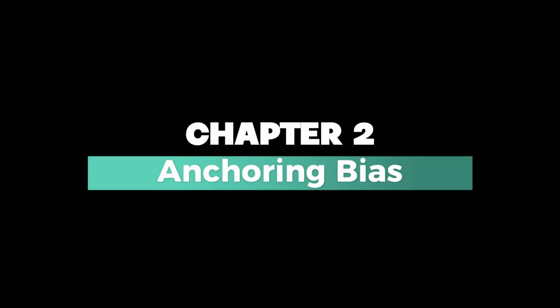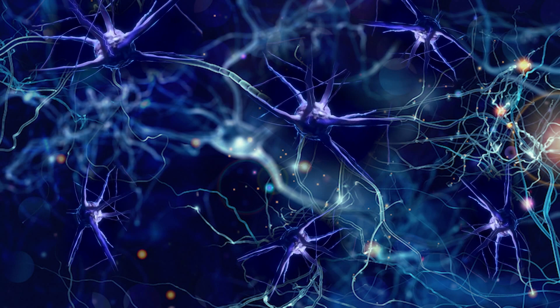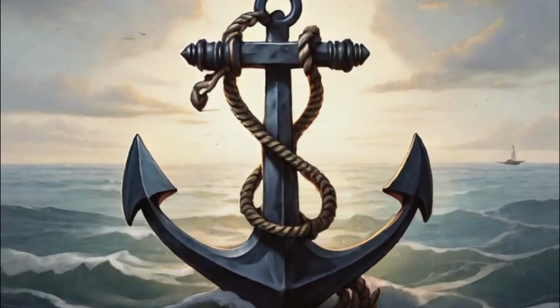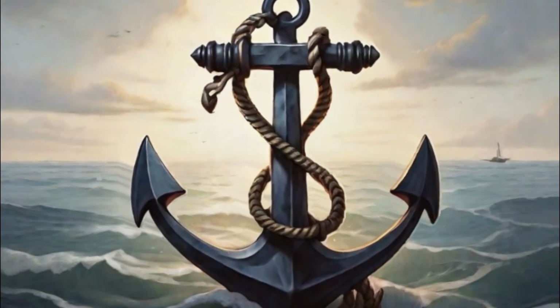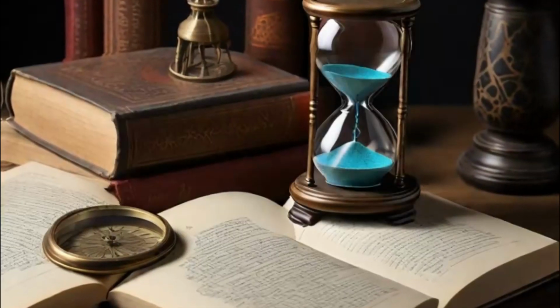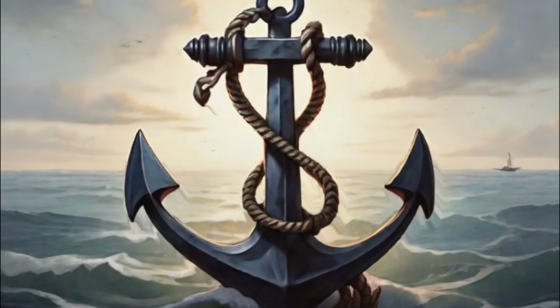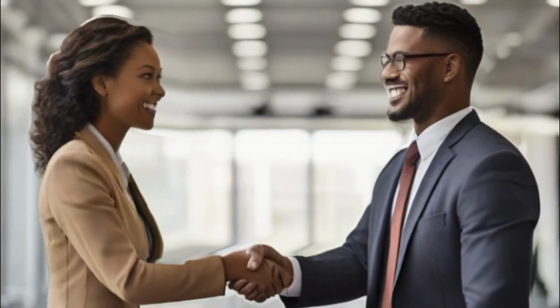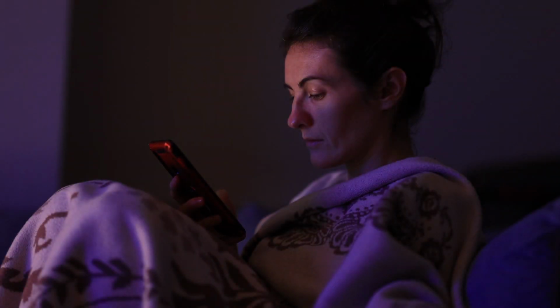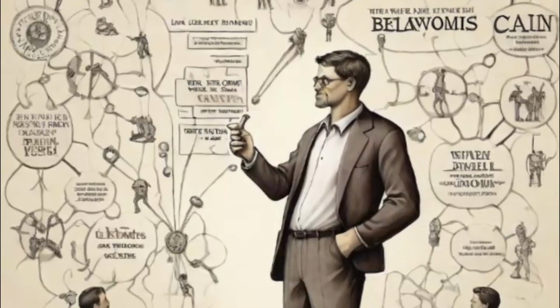Chapter 2: Anchoring Bias. One of the cognitive biases Kahneman explores is the anchoring bias. This occurs when our decisions are influenced by the first piece of information we receive, that is, the anchor. Whether it's negotiating prices or estimating quantities, the initial information heavily influences our subsequent judgments.